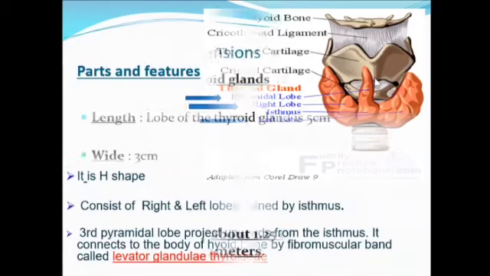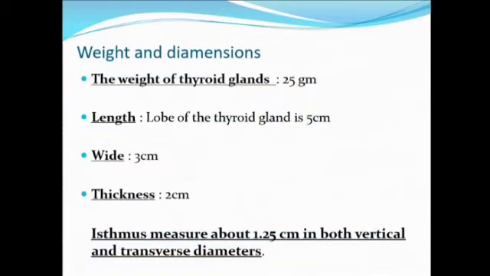Now the weight and the dimensions of the thyroid gland. The weight of the thyroid gland is 25 grams. Length is 5 centimeters, width is 3 centimeters and thickness is 2 centimeters. Isthmus measures about 1.25 centimeters in both vertical and transverse diameters.